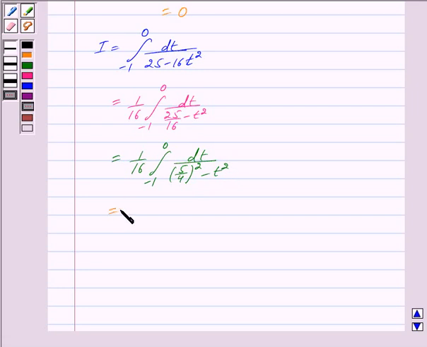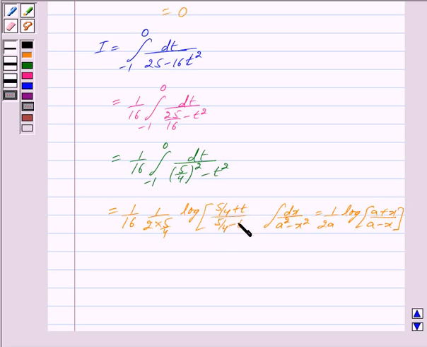This is equal to 1 by 16. Now we know that the integral of dx upon (a square minus x square) is equal to 1 by 2a into log of (a plus x) upon (a minus x). We know this formula. So by applying this formula here, we get 1 by 2 into a, that is 5 by 4, multiplied by log of (5 by 4 plus t) upon (5 by 4 minus t), and the limit is from minus 1 to 0.